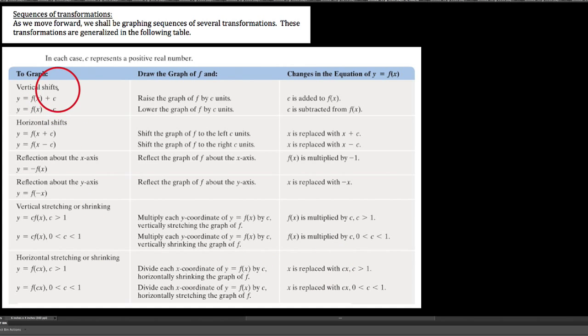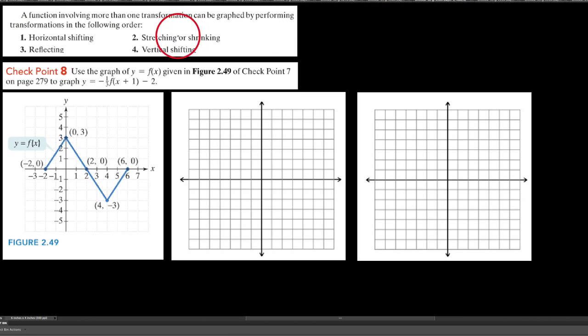Essentially, without having to recap everything, I can tell you that you could pause your video and reflect upon these transformations here. What I want to do, though, is perform a sequence of transformations if at all possible. On this checkpoint 8, we're going to use this graph of f(x) on the left that is not actually defined by a rule. It is just this function with these 5 key points that have been listed. We're going to perform a sequence of transformations on f(x), given that we do them in a specific order.